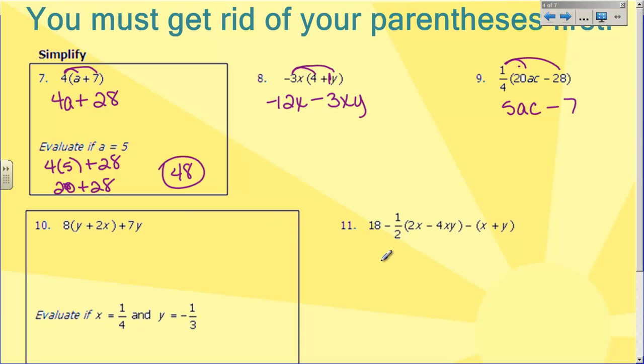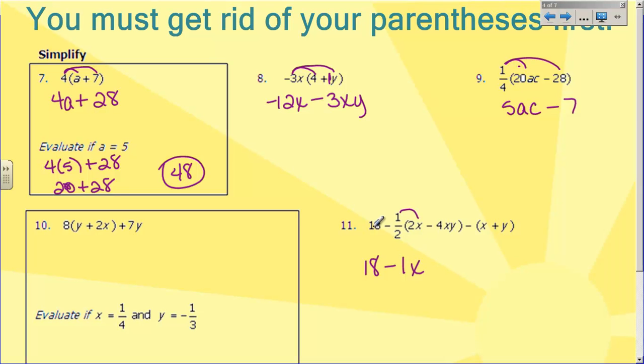Okay. Number 11 here is a little different, and so I want to make sure that we cover this. This 18 has no parentheses or anything behind it, so it's going to drop down and follow along here. Now I'm going to distribute my 1/2. Well, half of 2x, well, half of 2 is 1, so I have 1x, and I've got the minus sign that came from that negative.